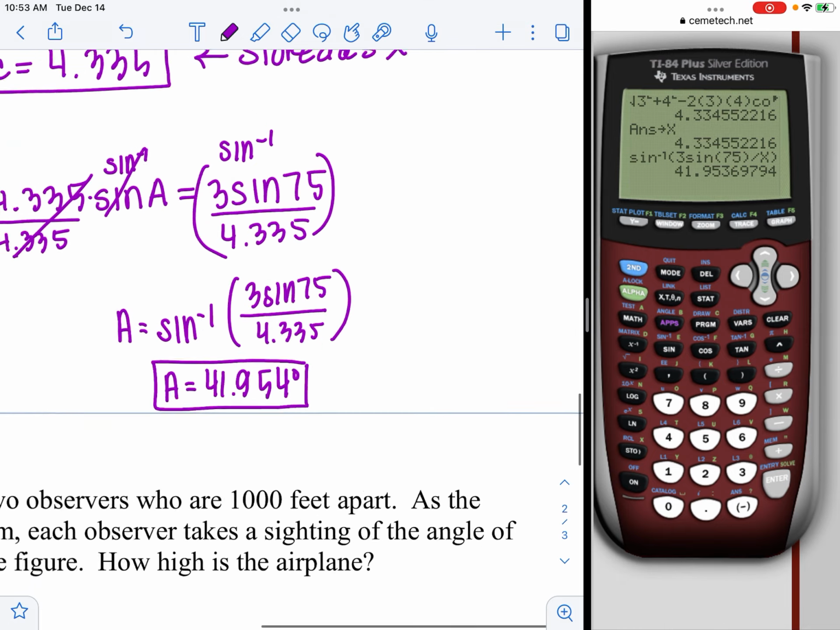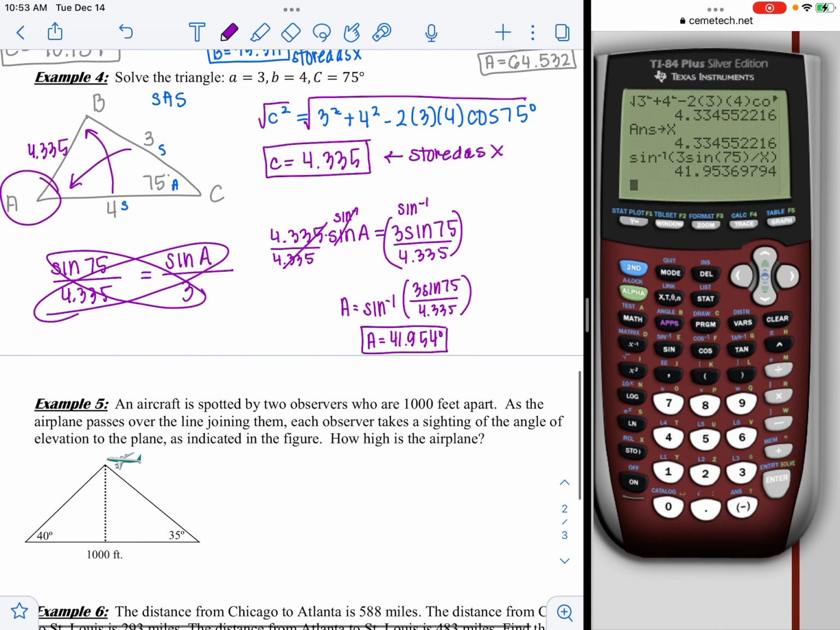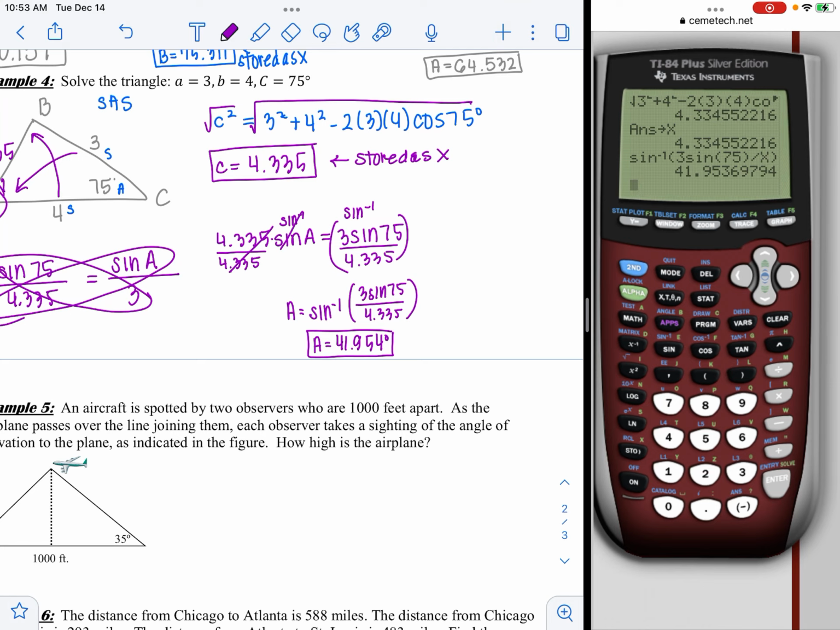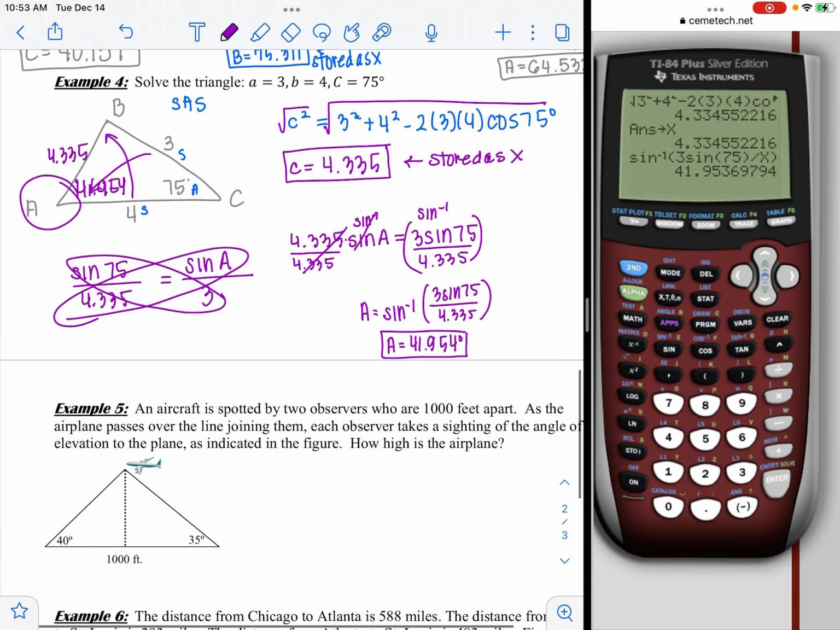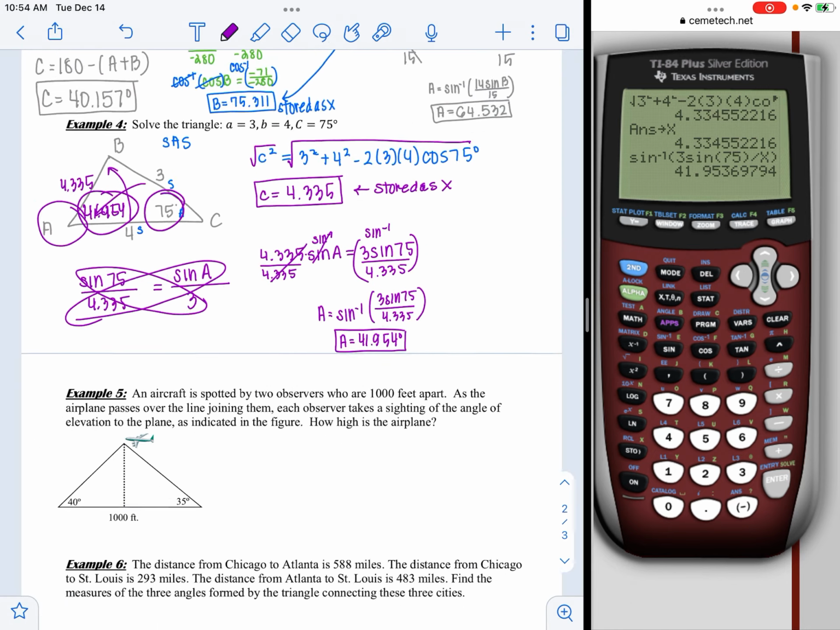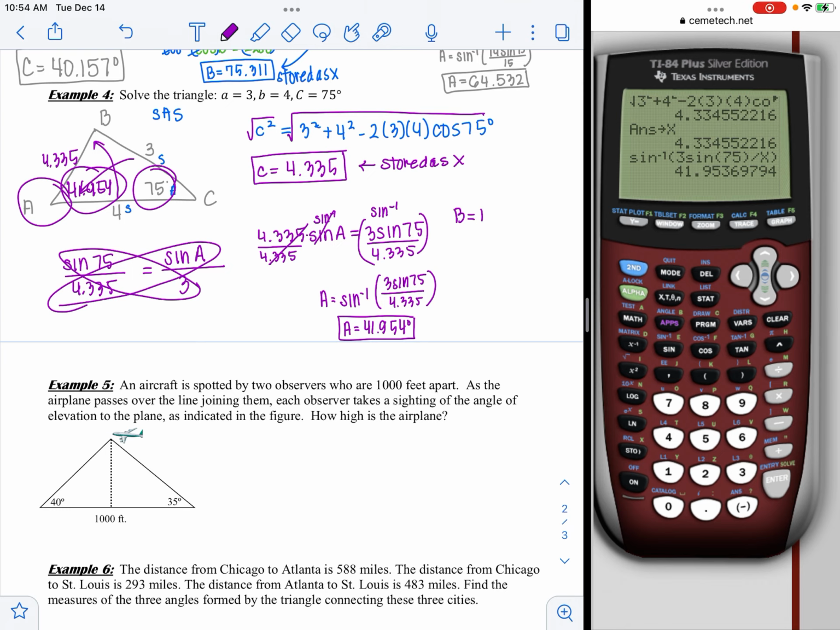All right, I only have one more angle to find, and that is angle B. So I already found this, 41.954. And I just need to find angle B. So if I add these two and subtract it from 180, I'll get angle B. So I'm going to do angle B is equal to 180 minus, I hit plus on accident, so delete, minus, parentheses, 75 plus, and then I need angle A, which is 41.954, right above me.